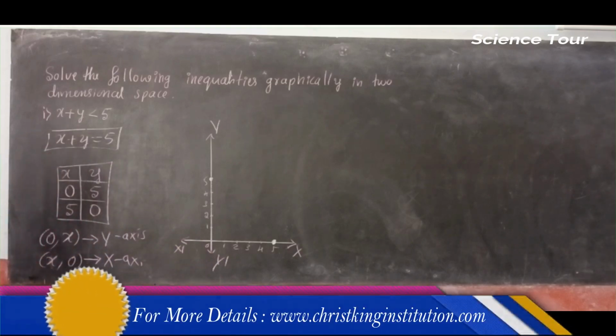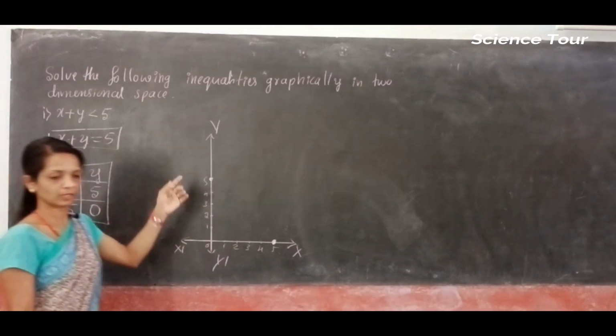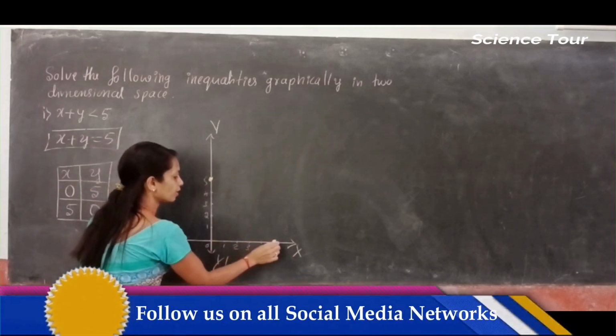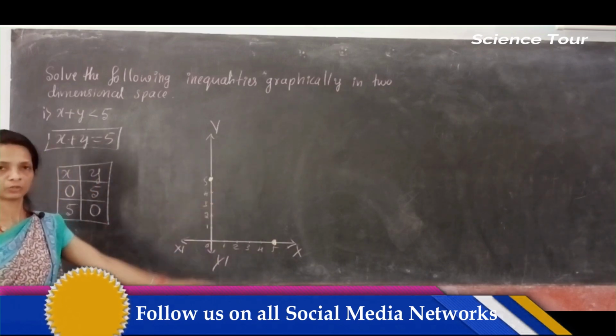Okay, so that is a basic thing, no need to write in notes. And now first point 0 comma 5 that we marked here, 0 comma 5 that is here, and 5 comma 0. After that what you will do, you have to join those two points, right?